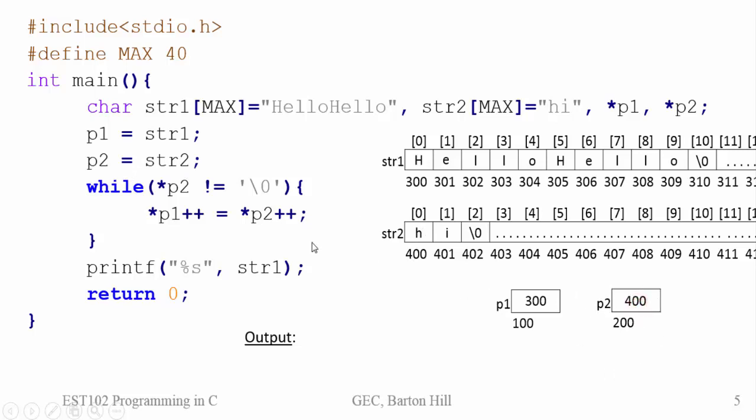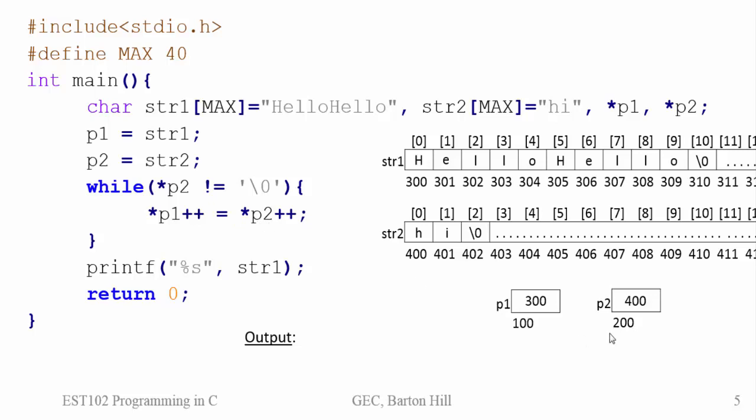Okay, then the next statement is while *p2 not equal to null character, so p2 means 400, so value at 400 is h, not equal to null character, so what it performs is *p1++ = *p2++. So first this p1++ is executed, but you all know that post increment means that first it will use p1, then only it will increment. Okay, so what it does is that first it will assign value at the address of p1 is equal to value at the address of p2.